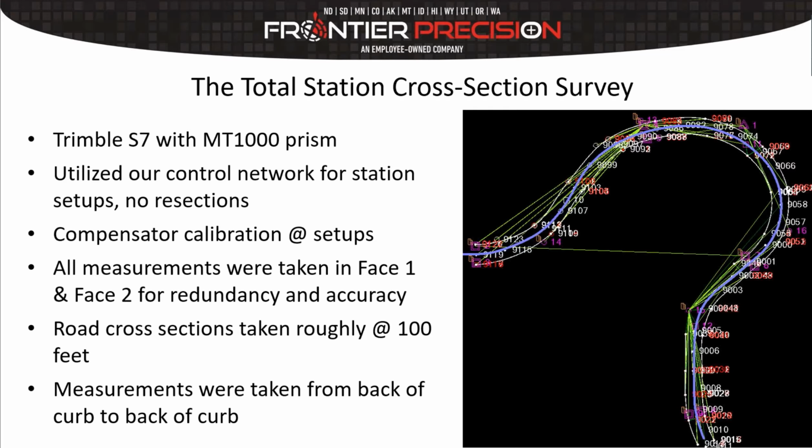So the cross sections we took were roughly at 100-foot intervals, and the measurements we took were from back of curb to back of curb. We didn't really want to focus on utilities or signs or lights or trees. We're more just worried about road information. So we just went from back of curb to back of curb.